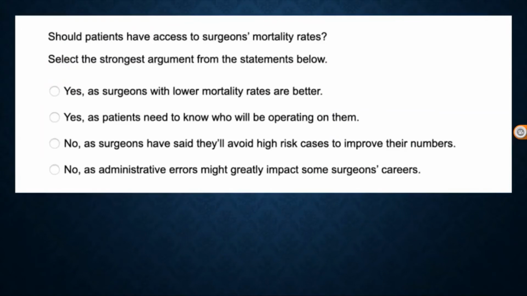Moving on to the next example, it states, should patients have access to surgeons' mortality rates? The first option states, yes, as surgeons with lower mortality rates are better.